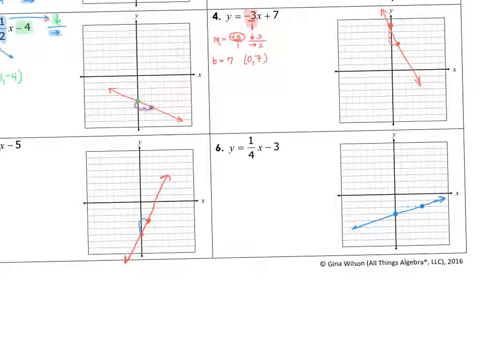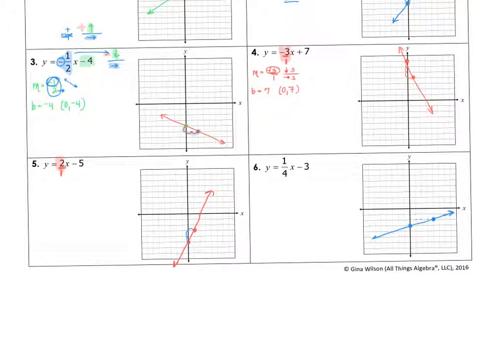Okay, so here are the answers for 5 and 6. Notice my y-intercept for number 5 is at -5. My slope is 2 over 1. So up 2 and over 1. For number 6, my slope is 1/4, and my y-intercept is at -3. So 0, -3, and up 1 and over 4.